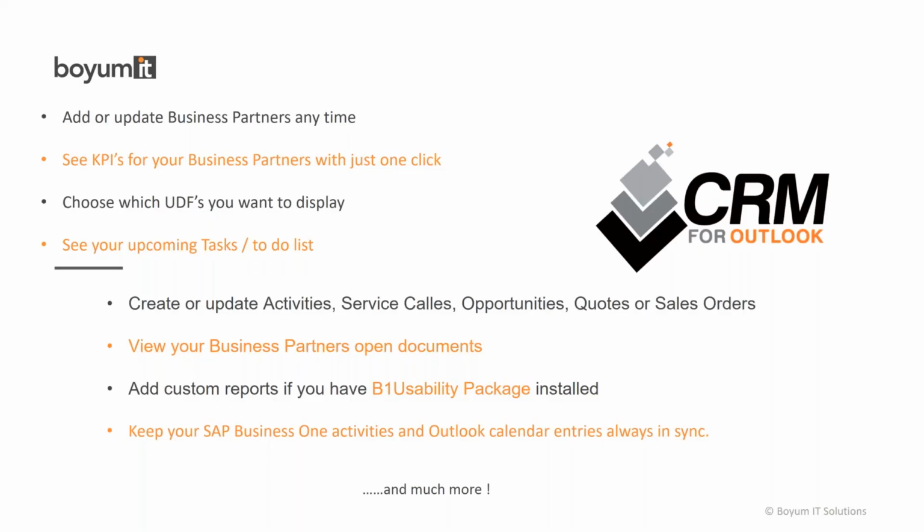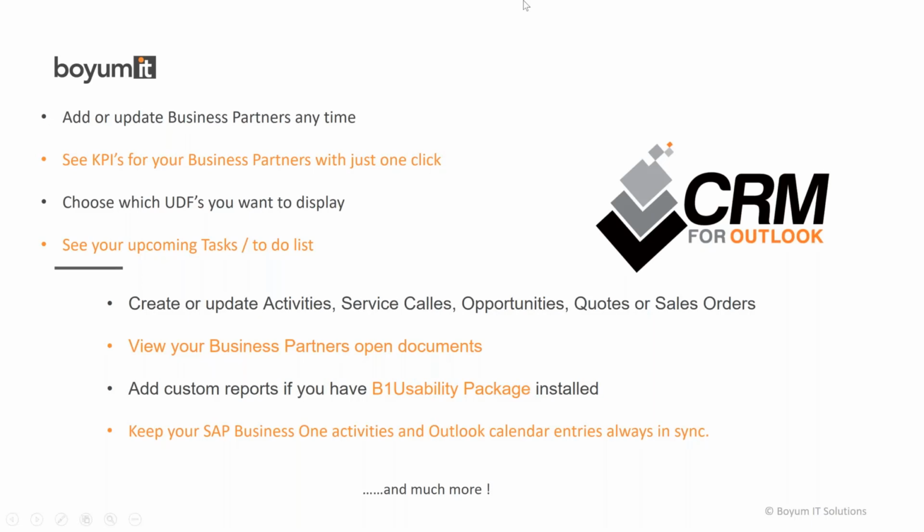Here are a couple things. I did this slide for you to see. You can view the customer's open documents. You can add UDFs in Outlook. Let's say you have a lot of UDFs on the business partner screen. You can make them visible in Outlook. You have KPIs. And as I said also earlier, you can do sales orders, quotes, activities, and so on. And if you have the B1 usability package already, that's even better, because you can do some SQL reports with the B1 usability package, and you can attach them for yourself in Outlook. And I will show you in the system.